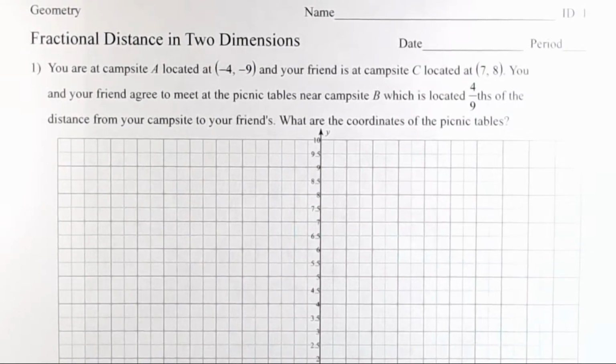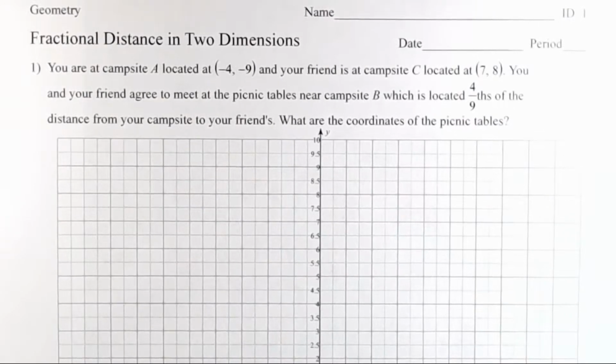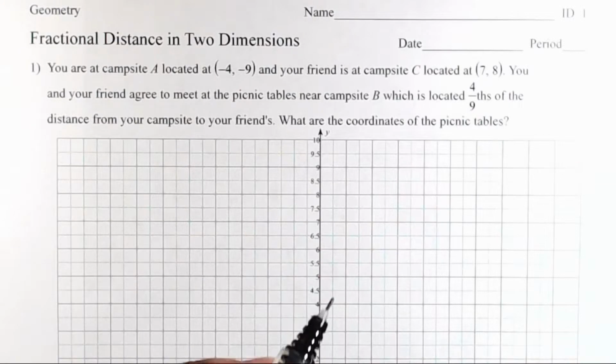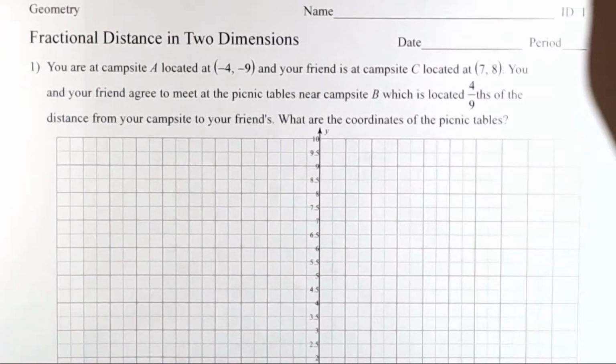And once you see how this is done, if you've been paying attention to fractional distance in 1 dimension, you'll notice it's very similar, but now you actually have to think strategically about which direction you're going, up, down in the y direction, and left, right in the x direction. So we'll just go through it. You'll learn as you go.